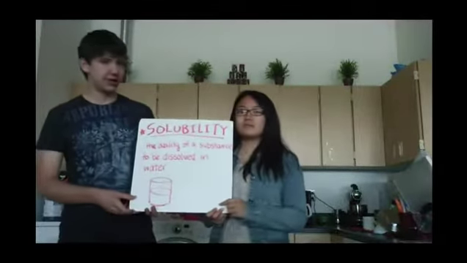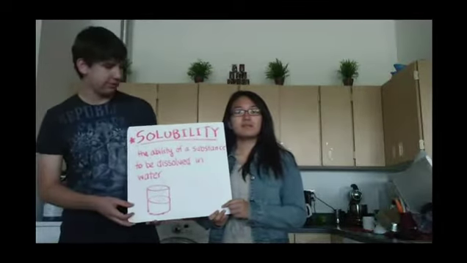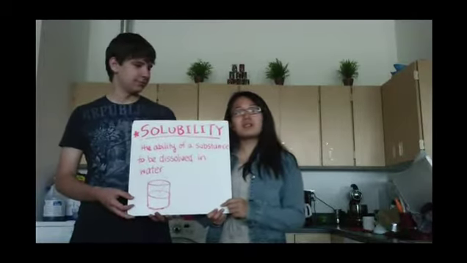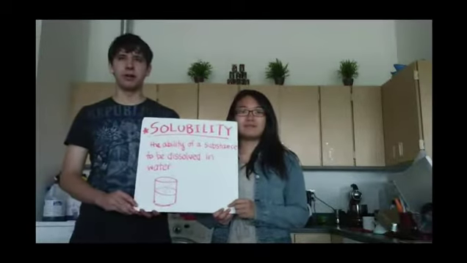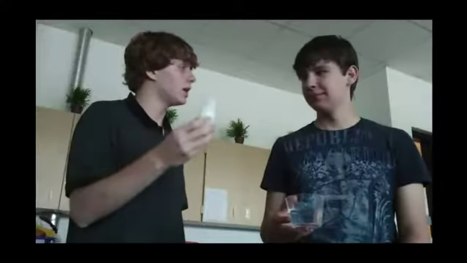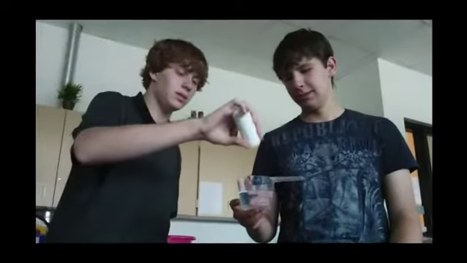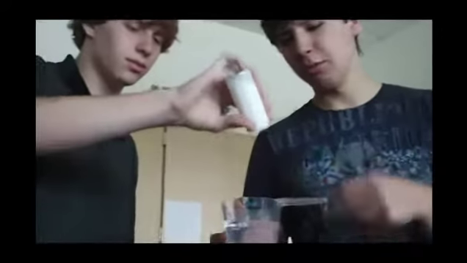Why wasn't the egg dissolving? I don't know. Well, to understand that, we have to define solubility first. Solubility is the ability of a substance to be dissolved in water. In other words, something that's soluble will break apart when you put it into water. An example of a soluble compound would be salt, or sodium chloride. See? When you put it in, all of the salt will dissolve into an aqueous solution.